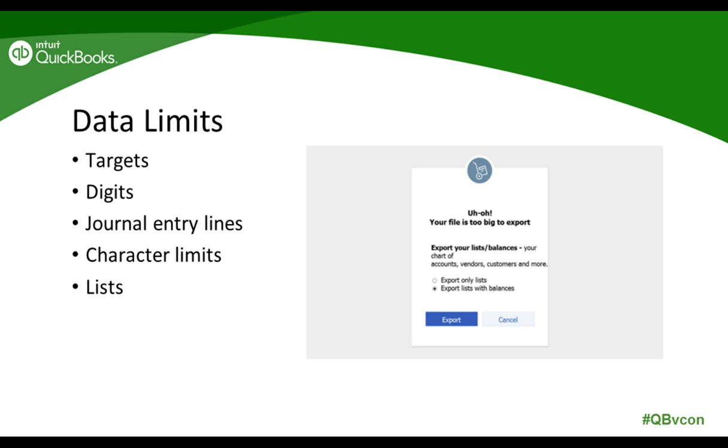So there are no list limits here, but there is a suggestion that the combined lists should try to be kept under 10,000. But again, nothing's going to stop you from adding more. This includes the product and service list items, class lists, location lists. All of these lists, there's no limit. Okay?